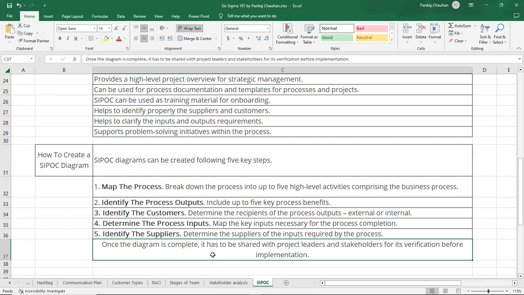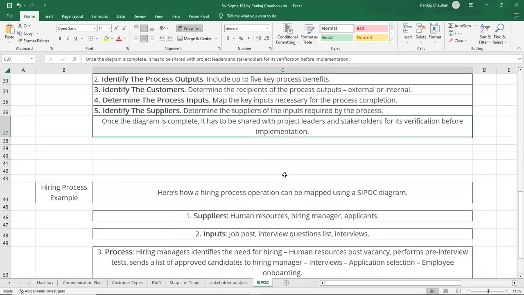Now, once this diagram is complete, it has to be shared with your project leaders and key stakeholders for verification before you start implementing it. Why verification? Because you are involving multiple key stakeholders here. The way you are looking at the process, supplier input, process output, or customer, maybe your key stakeholders have a different view. So it is important to get it validated before you start implementing it.